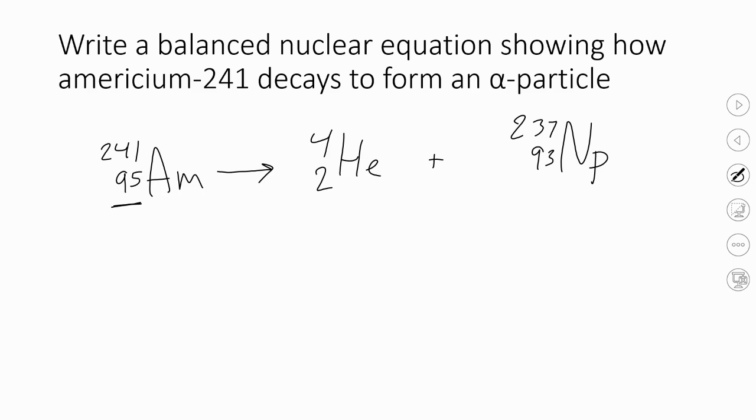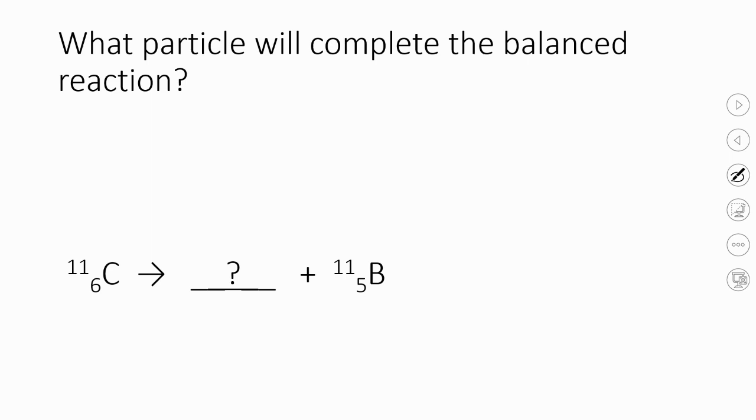So 2 plus 93 gets us back to 95. 4 plus 237 gets us back to 241. And then from 93, we can figure out 93 is Np. Okay, I'm still so confused on this. Let's try another one. Okay, try this one.